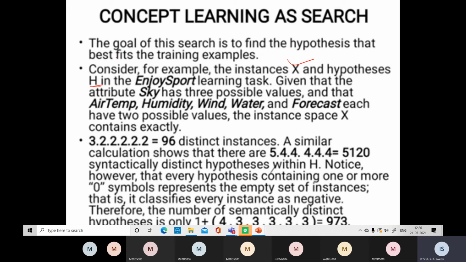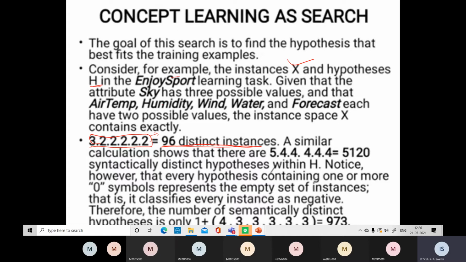Total 6 attributes are there. Among the 6, the first one has 3 values, and the remaining 5 have 2 values. So that is calculated over here: 3 into 2 into 2 into 2 into 2 into 2, that is a total of 96 distinct instances you can generate for the training data. Are you following, students? Yes. This is a type of combinations, permutations and combinations. By multiplying all these, you get a total of 96 distinct instances, meaning your training data will have 96 rows of data.